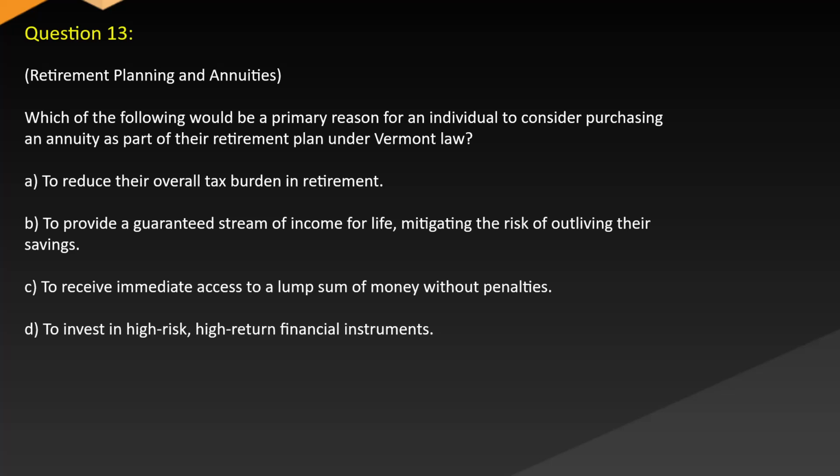Which of the following would be a primary reason for an individual to consider purchasing an annuity as part of their retirement plan under Vermont law? A. To reduce their overall tax burden in retirement. B. To provide a guaranteed stream of income for life, mitigating the risk of outliving their savings. C. To receive immediate access to a lump sum of money without penalties. D. To invest in high-risk, high-return financial instruments.